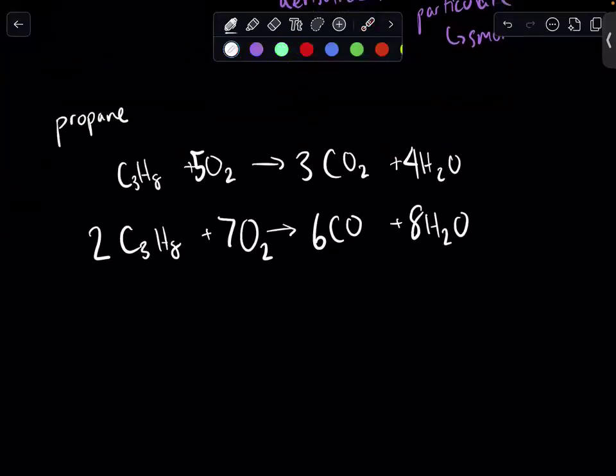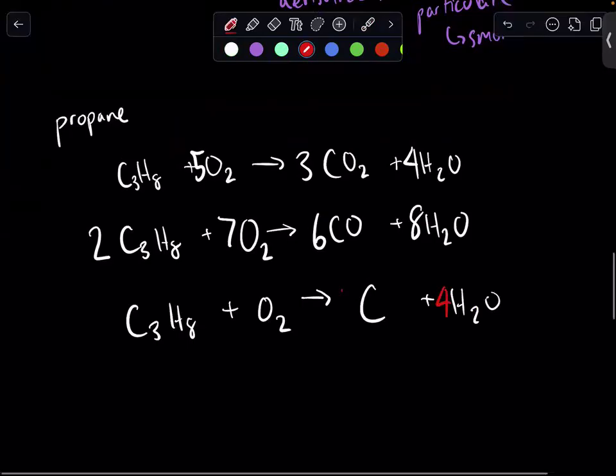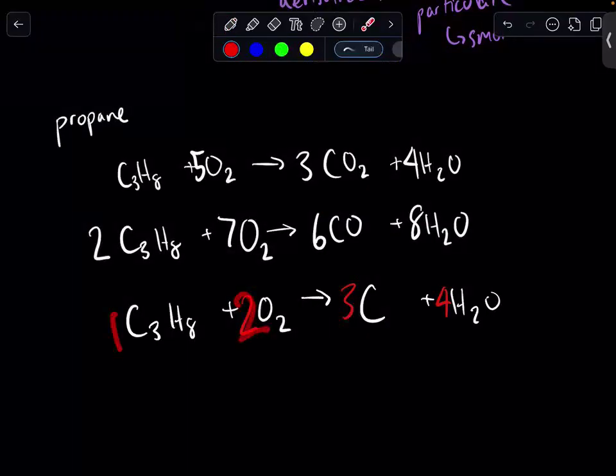We can go one step further with C3H8 plus even far less O2 would produce just carbon plus H2O. Once again, we're going to put a 4, a 3, and now in this case, a 2. You'll notice the proportions decrease even further. It's now a 1 to 2 ratio versus a 2 to 7 and a 1 to 5. So the percent oxygen in the reactants is decreasing, which changes the way our reaction works.